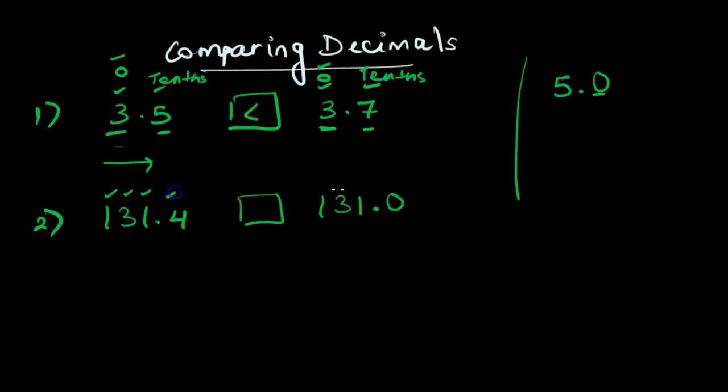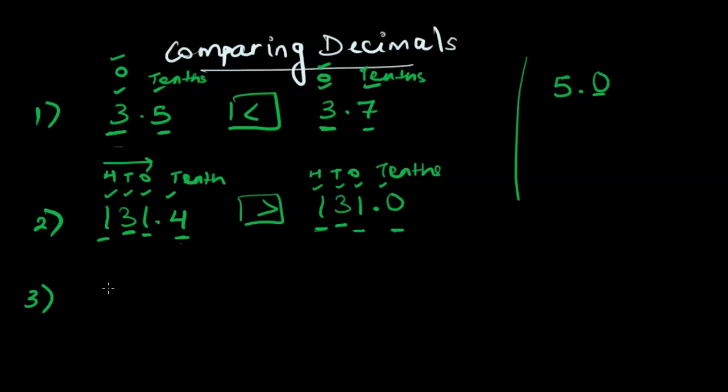Now let's compare. Digits are 1, 2, 3, 4, 1, 2, 3, 4. Let's compare the place values. 1, 1 at the hundreds place. If you want to write the place values on the top, you can do so. So 1 on the hundreds place, 1 on the hundreds place, which is same. 3 on the tens place, 3 on the tens place is same. 1 on the ones place, 1 on the ones place is again same. Now we have to compare the number on the tenths place, and that is 4 in the first number and 0 in the second number. 4 is greater than 0, so the greater than sign will go towards 131.4.